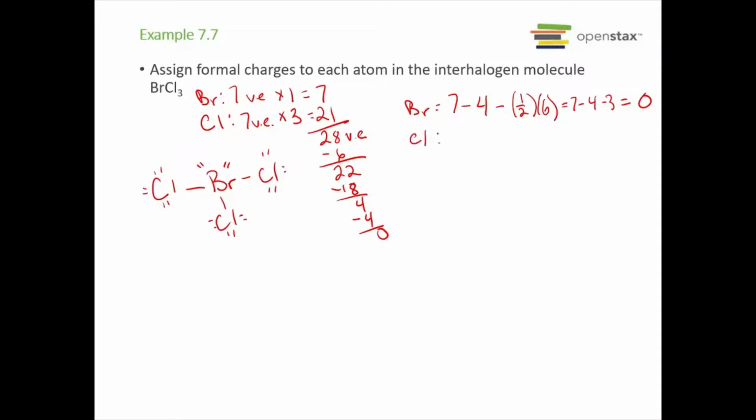Next, each chlorine, formal charge is equal to 7 valence electrons, minus 6 lone pair electrons, minus 1/2 times 2 bonding electrons. That's 7 minus 6 minus 1 equals 0. So everything has a formal charge of 0, which makes sense. You add all those up and you get overall 0 because this molecule is a neutral molecule.